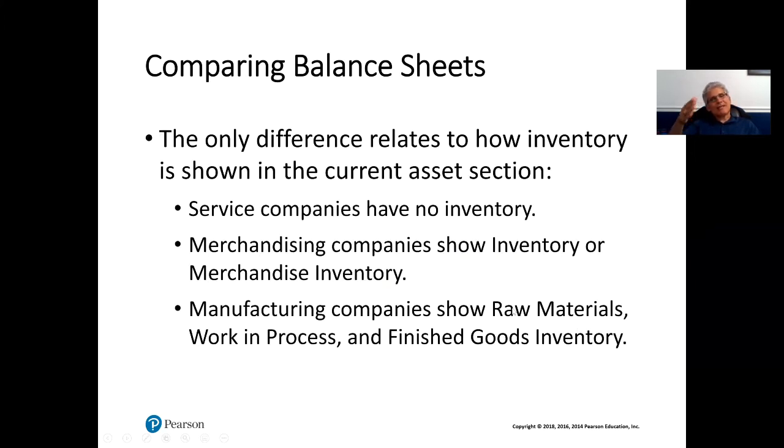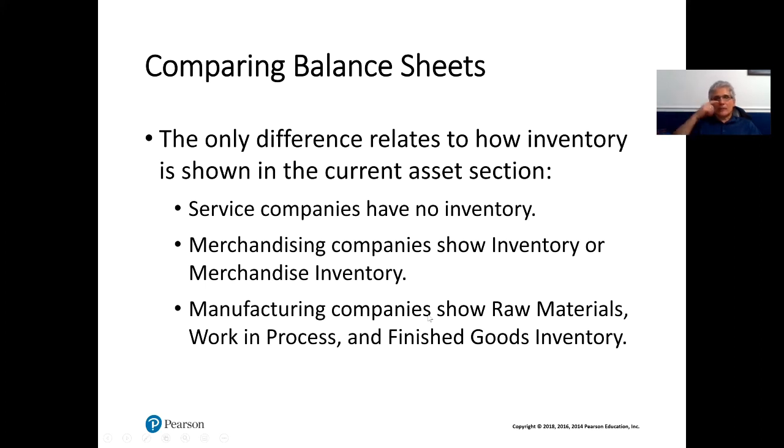That's how the income statement works. Now let's take a look at how the balance sheets look when we refer to a service company, merchandising, and manufacturers. So just quick notes here, service companies have no inventory. So you're not going to see a reference to any inventory on a service company. A merchandising company does show inventory and will have merchandise inventory.